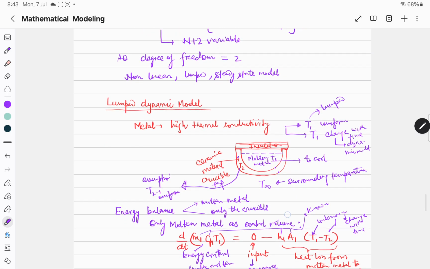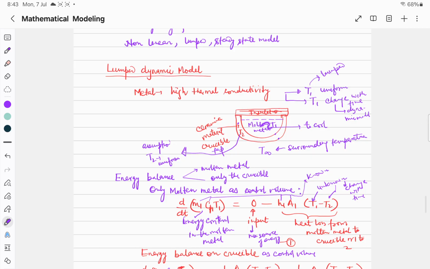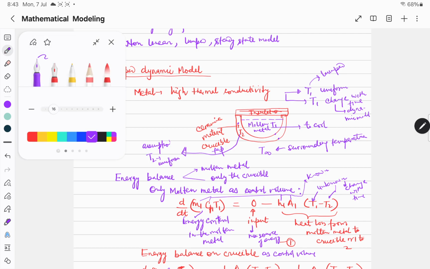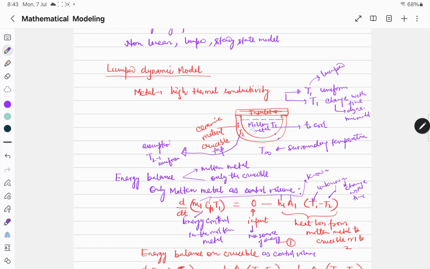Now let's take an example of a lumped dynamic model. Suppose you have molten metal, and you have put it in this crucible. The crucible has temperature T2. This is ceramic material, and the molten metal has temperature T1. The molten metal is very hot, so it will cool down. The idea is to cool it down, so you put the molten metal into the crucible. To cool it means temperature will change with respect to time.